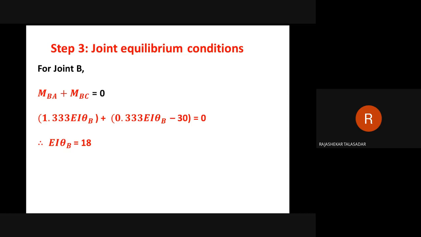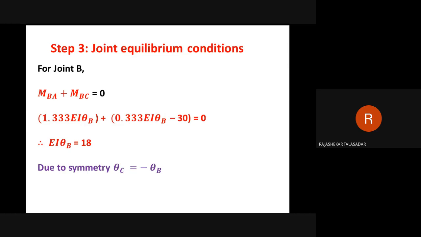So now you know that you have already used the symmetry. What is theta C? You have said it is minus theta B. Therefore, what is EI theta C then? Minus 18. Very good. You know that due to symmetry, theta C equals minus theta B. By substituting MBA and MBC, we have calculated the value of EI theta B. So now you will get EI theta C as minus 18.